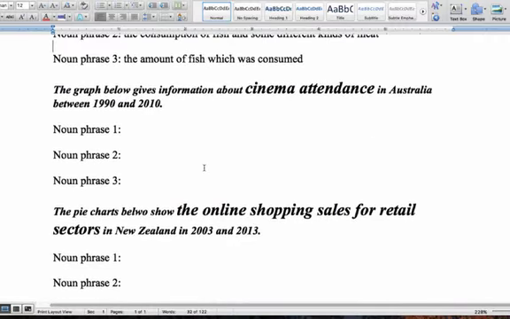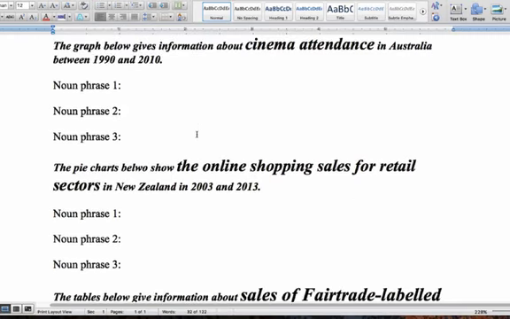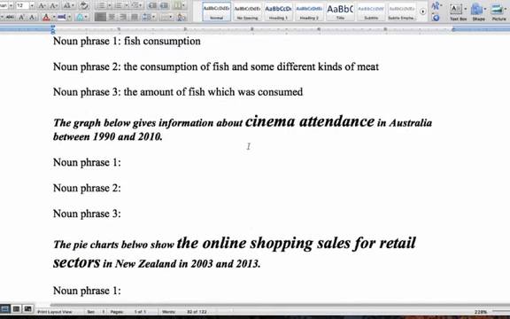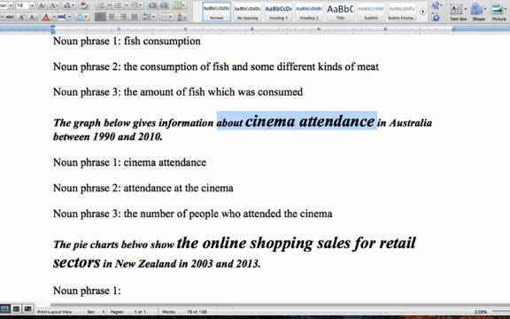If you want to pause the video, because I'll do them very quickly, pause the video and see if you can see first of all what noun phrase that is, what number, then do the other 2. So pause the video now if you want. Right, so that was obviously noun phrase 1, and that goes there. Then attendance at the cinema and the number of people who attended the cinema.